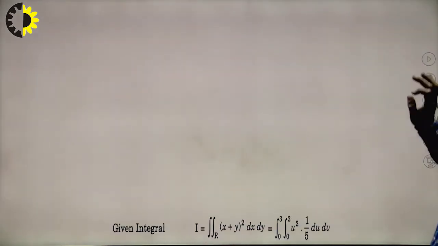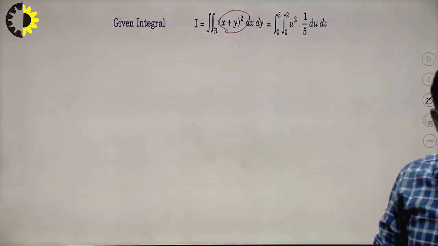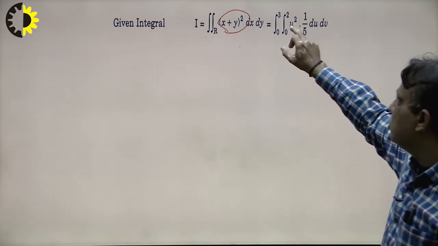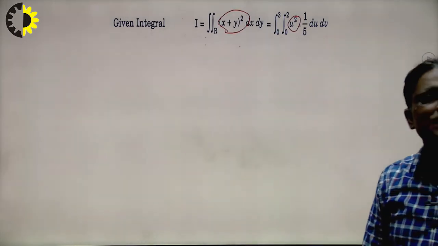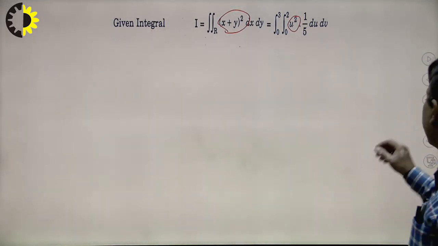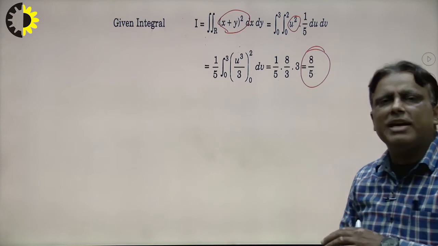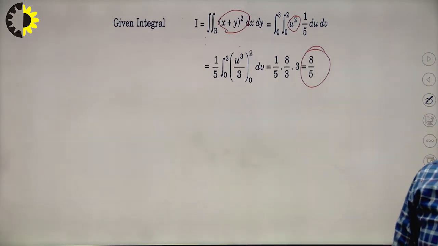So what will be the road map here? We see here x plus y whole square is the given problem, and x plus y is equal to u, so that is u square, and I write the limits of u and v. First I integrate with respect to u, so u cube upon 3, and calculate the upper limit minus the lower limit. So what will be the conclusion here? The conclusion will be 8 upon 5. So in this way we can solve our problem by using the change of variable, by using the given transformation.